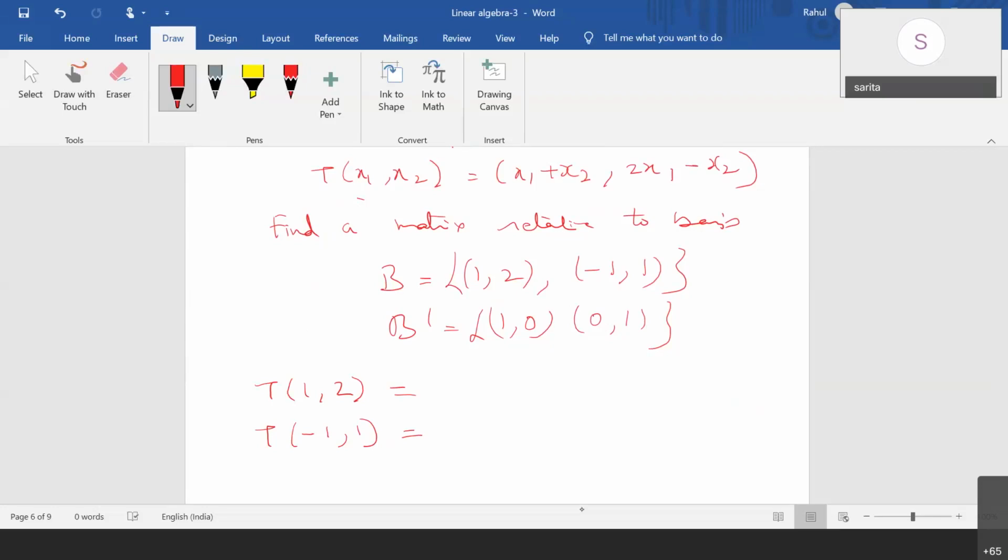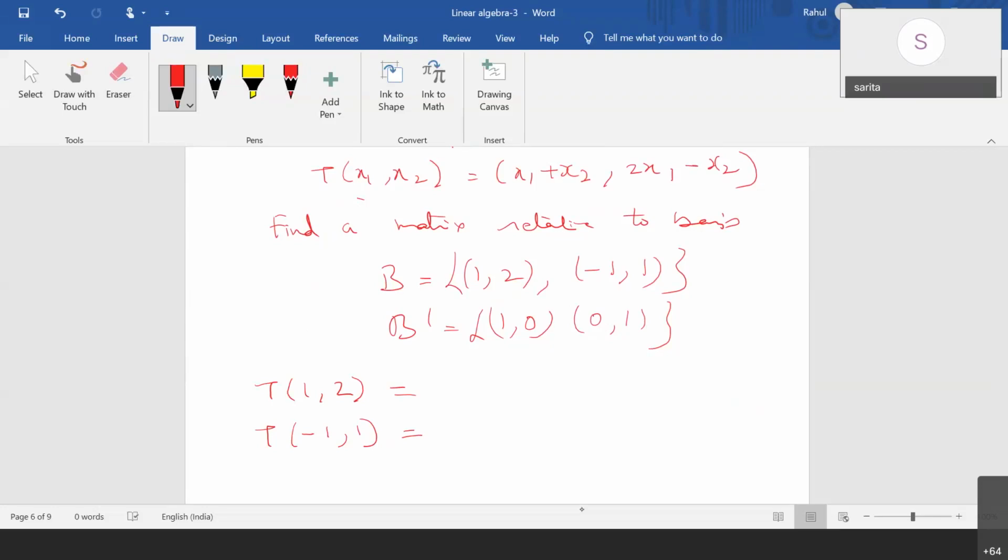Whatever the question is, you will always write T(v1) as a linear combination of the basis functions in W to get that matrix A. Now, if the basis in V is not given, you will take a standard basis and you will write T(1,0) as a linear combination of the basis functions which are given in W.